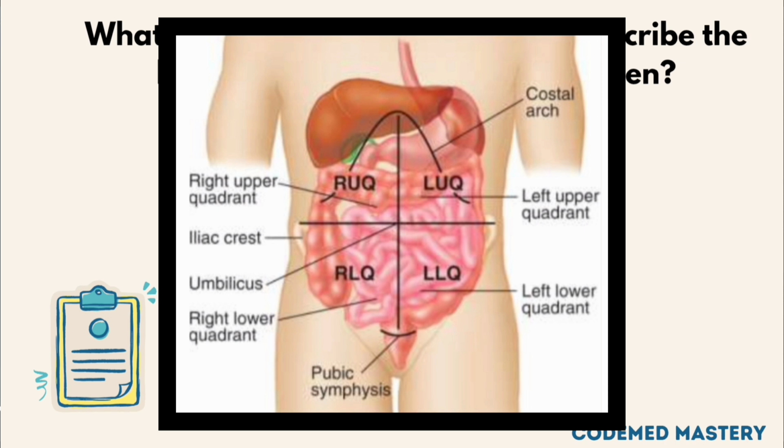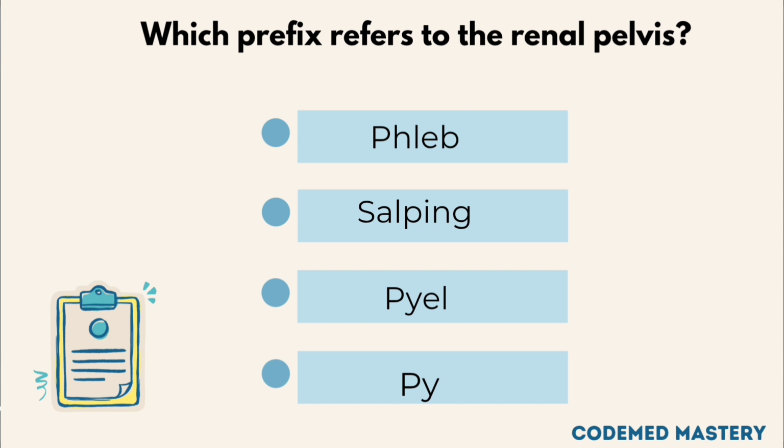Next question. Which prefix refers to the renal pelvis? Option A, flap, option B, salpinge, option C, pile and option D, pie. And the correct answer is option C, pile, which refers to renal pelvis.